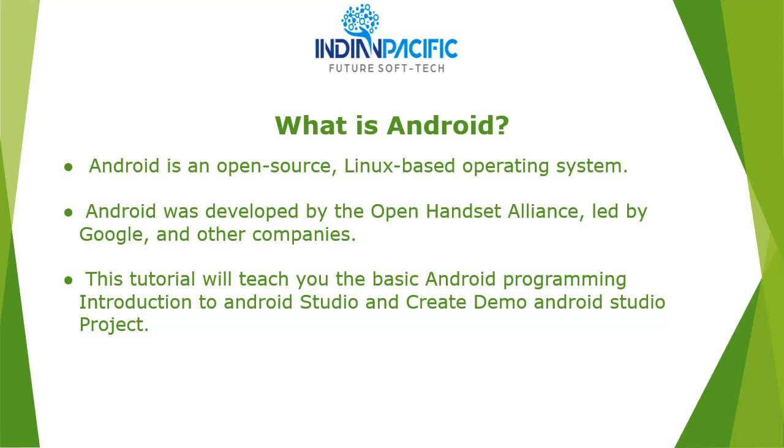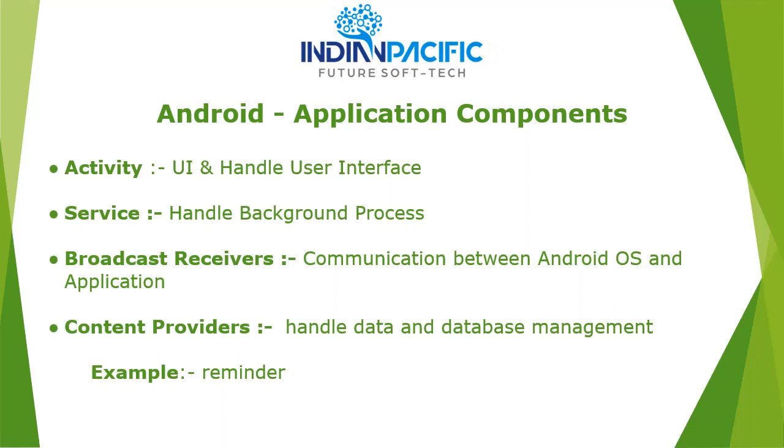This tutorial will teach you about basic Android programming, introduction to Android Studio, and creating a demo Android Studio project. An Android application has four major components: activity, service, broadcast receiver, and content provider. Activity handles the user interface, and almost all activities interact with the user. Service handles background processes and interacts with the content provider. Broadcast receiver is the communication between the Android OS and the application. Simply, it's a response to a broadcast message, where the message is sometimes called an event. And content provider handles the database and database management.